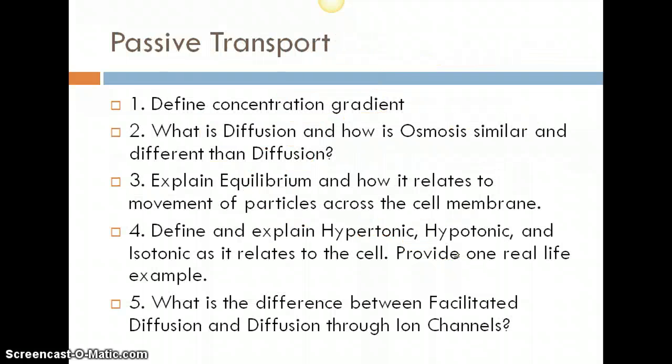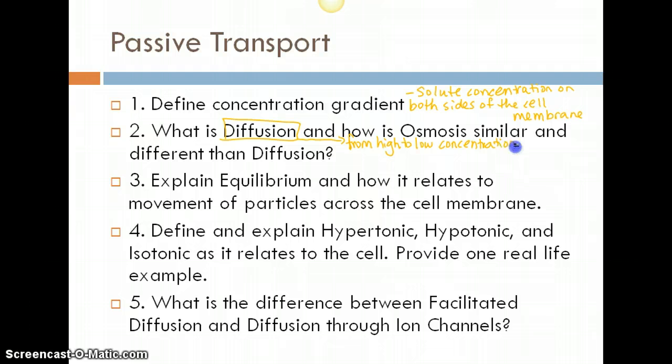So passive transport, we have 5 questions here. Define the concentration gradient. And all that is looking at the solute concentration on both sides of the cell membrane. What is diffusion and how is osmosis similar and different than diffusion? So diffusion is things crossing the membrane going from high to low concentration. It's passive transport, no ATP.